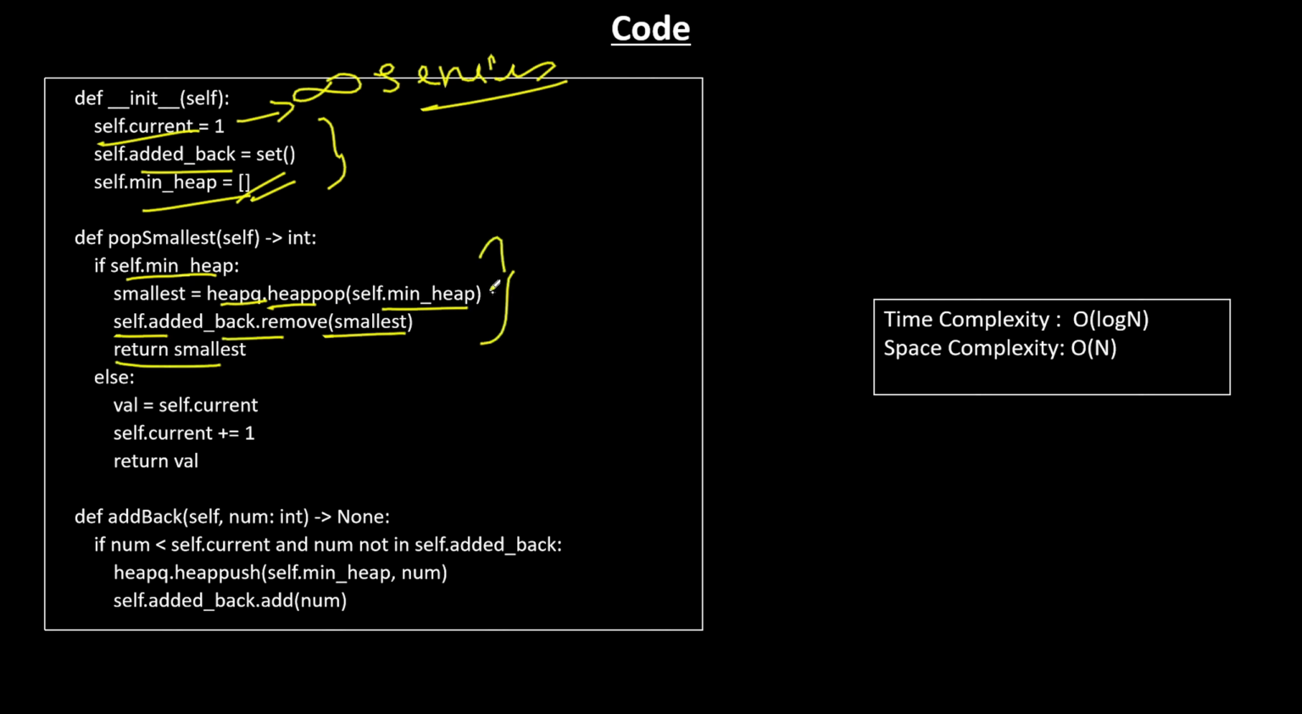Simple as that. And if it is not empty, we take the current count value here, increment it, and return it. Simple. And in the add back function, we check this particular condition. If it is true, we push it back, we push it into the set and into the heap, right?